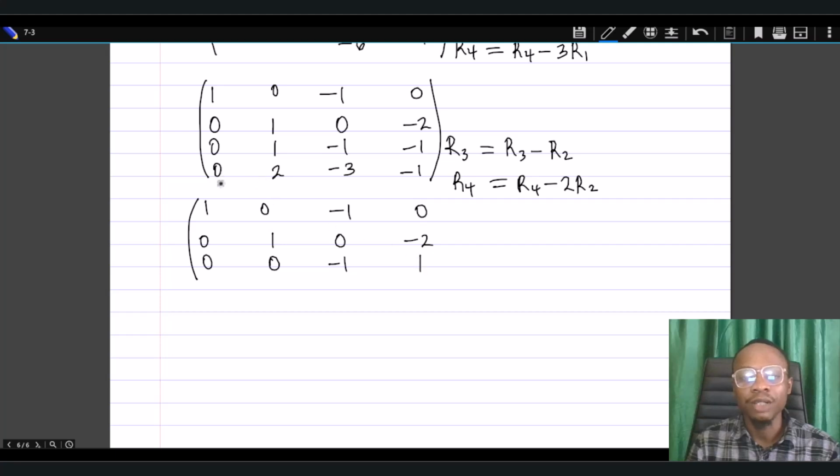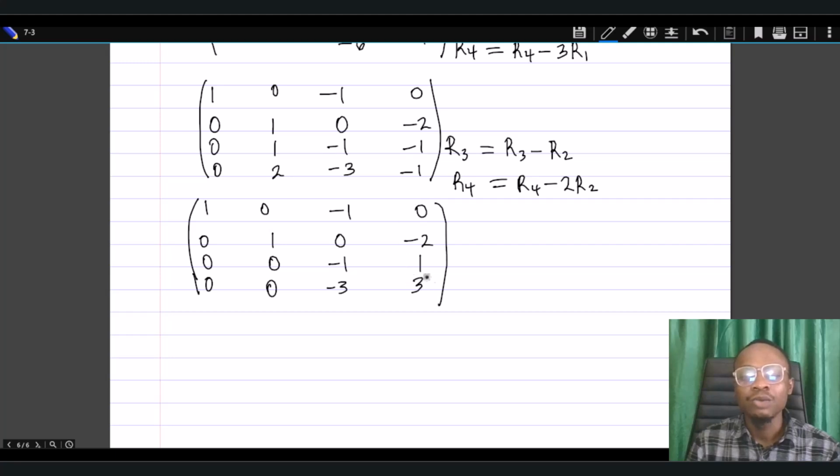And then for this we have 0 minus 0, that is 0. Then 2 minus 2, that is 0. Minus 3 minus 0, that is minus 3. Then minus 1 minus minus 2, that is minus 1. Then minus minus 2, that is negative of this. Minus 2 multiply minus 2, that is 4. Okay, so we have minus 1 plus 4, and that is 3.